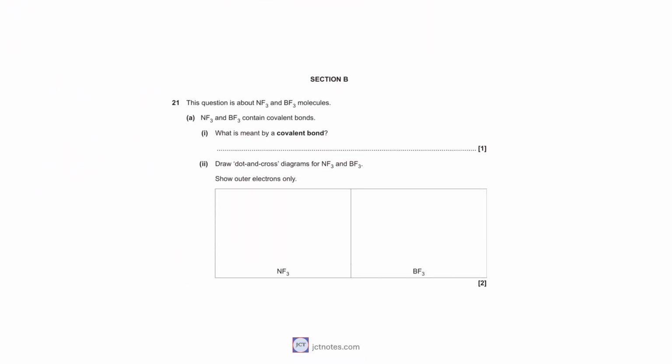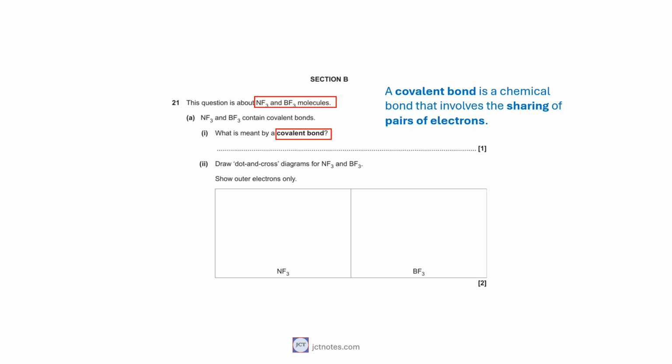We start section B with question 21. This question is about nitrogen trifluoride and boron trifluoride molecules. In part A, we have two questions. The first question is to define covalent bond. A covalent bond is a chemical bond that involves the sharing of pairs of electrons. The second question is to draw dot and cross diagrams of nitrogen trifluoride and boron trifluoride, showing outer electrons only. The answer is straightforward. Don't forget to put the lone pairs of electrons.